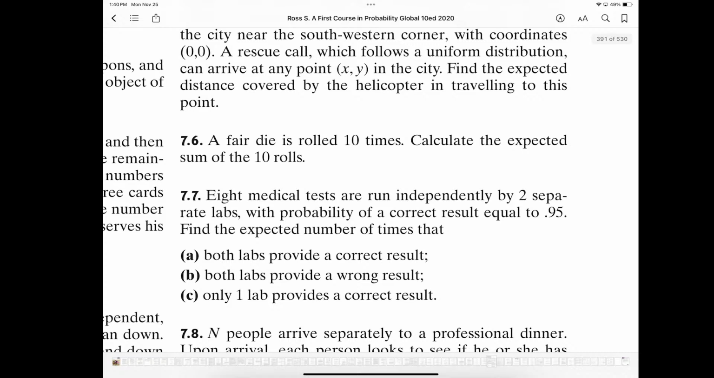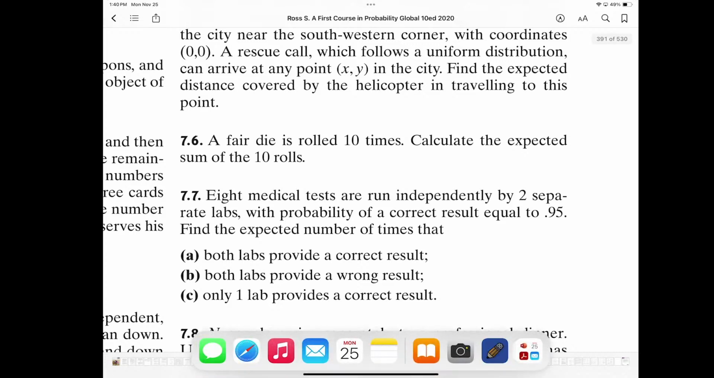So in this case, this is slightly different from what we've been doing with the cards and so forth. So I just want to make sure you're okay with this. So I'm rolling the die 10 times, the expected sum of the 10 rolls. So what you could do is you could think of it this way, that each roll is its own random variable, so that you have x sub 1, x sub 2, x sub 3, and so on. And each x, so x sub i, is the value of the ith roll.